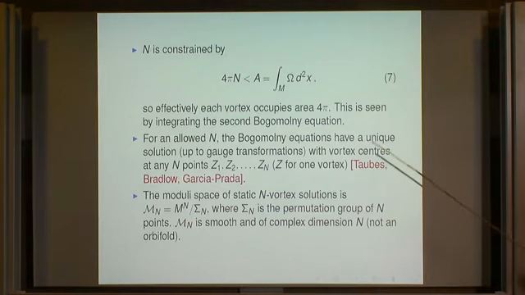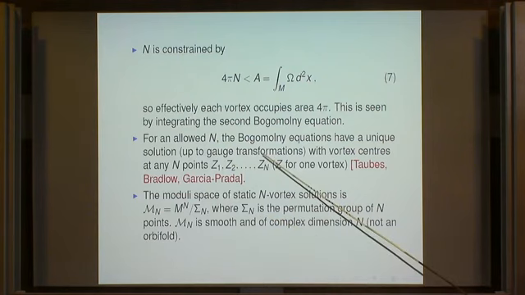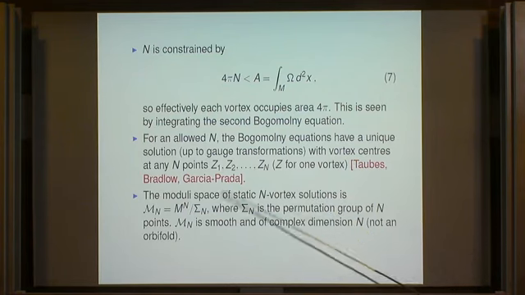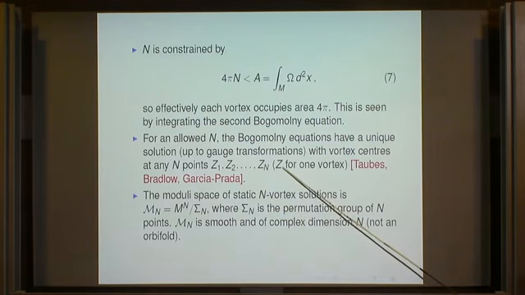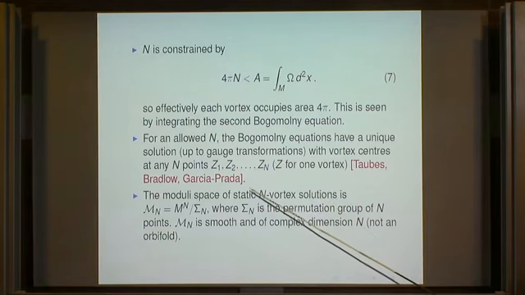Then, if n is an allowed value, you can put the vortices where you like. This is basically Taubes' theorem, originally in the plane, but generalized by Bradlow and García-Prada. So you can choose n points freely on the surface. They can also coincide. And then the Bogomolny equations have a unique solution up to gauge transformations with the vortex centers at these n chosen points. And sometimes I'll be talking about one vortex, so I'll then call the center Z. So these points are where the Higgs field vanishes. And then, with those specified, there's a unique solution.